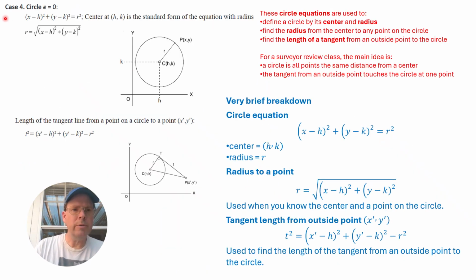And case 4, where you have a circle where e is equal to 0. Okay, so very brief breakdown. A circle equation is this right here. That's the circle equation where the center is (h, k), and you have a radius that you can calculate. That's this here. So it's used when you know the center and a point on the circle, and then you get the tangent length from outside a point with this equation here. It's used to find the length of the tangent from a point outside the circle.